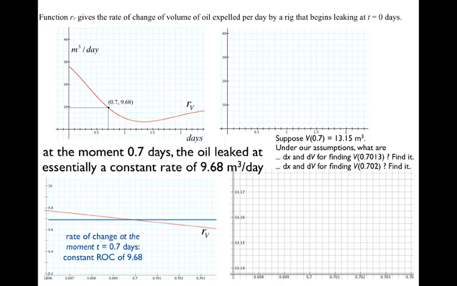But under our assumptions, we're just going to do the first one here. What are dx and dv for finding V of 0.7013? And then I want you to find it. So what's dx? What's dv? And then what would V of 0.7013 be? This is all applying what we've already learned. It's just we're in a really small moment of time, but there's nothing new here.